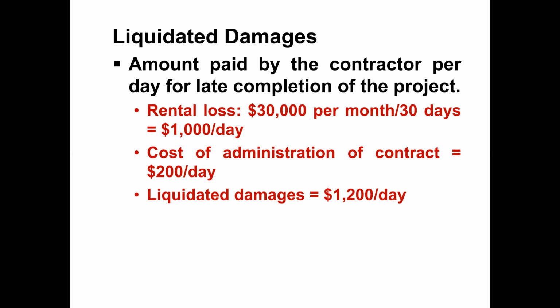So suppose you have 5 shops and the contractor agrees that they will complete this project within 1 year, 12 months. But they have taken 6 months more, so 1 year 6 months. The owner thinks that if the project could have been completed on time, they could have rented out these shops and earned this much money for 6 months. But now the contractor delayed the project, so the contractor should pay these liquidity damages.